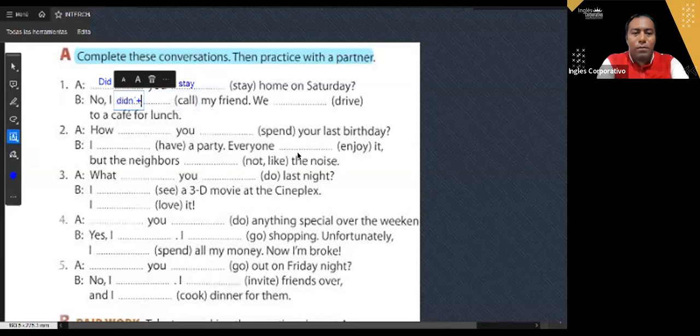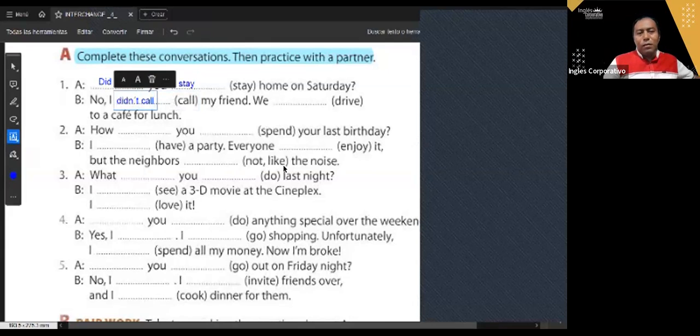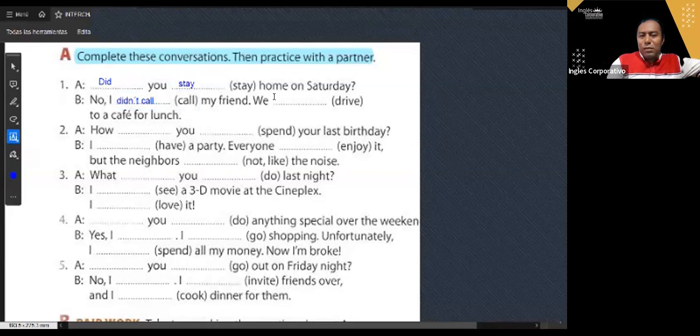I didn't. En la plataforma dicen que les aceptaba así, ¿verdad? No, I didn't call my friend. No, I didn't call my friends. Pero hay algo, no sé si es error de la plataforma, o no sé qué pasó ahí. Pero si yo le pongo, dice, que te quedaste en casa el sábado. No, yo no llamé a mi amigo.